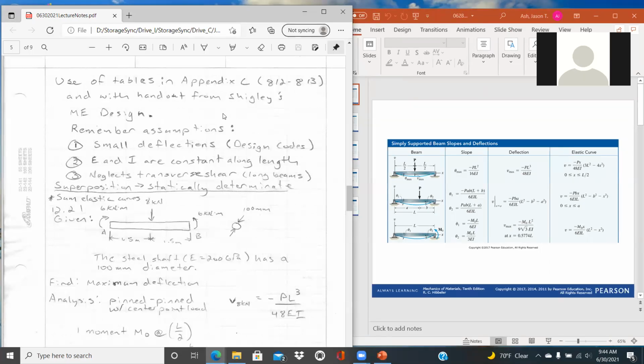Remember the assumptions again, small deflections. You're probably going to establish most of that on design codes on what is allowed there for deflections. E and I are assumed to be constant along the length of the beam, and it also is neglecting the transverse shear effects. And so all the displacements and slopes we've been calculating are not taking the transverse shear contribution into account.